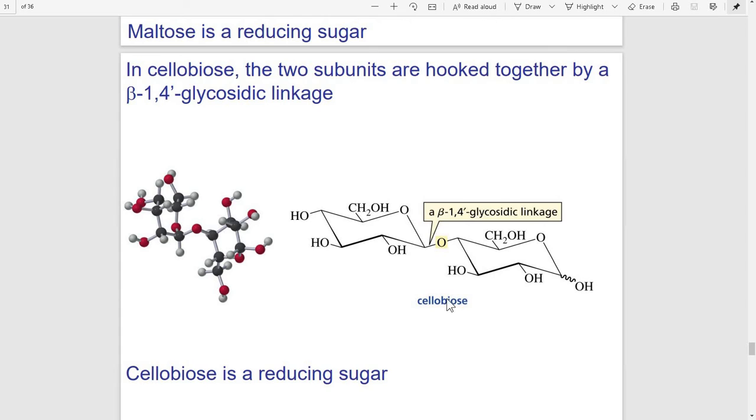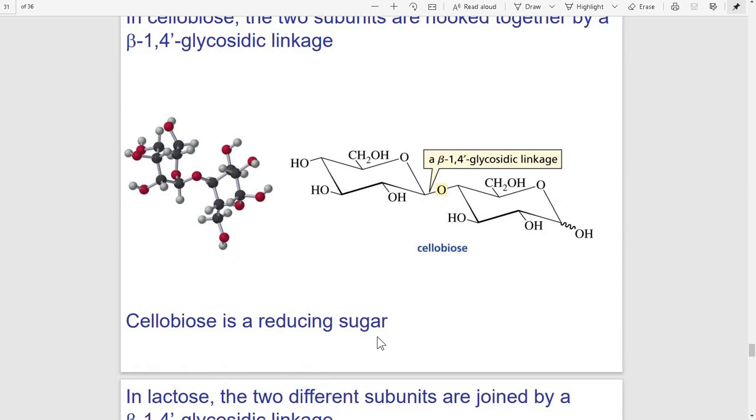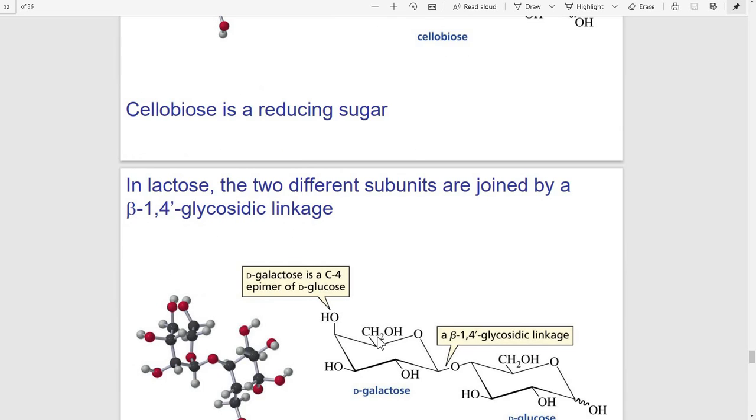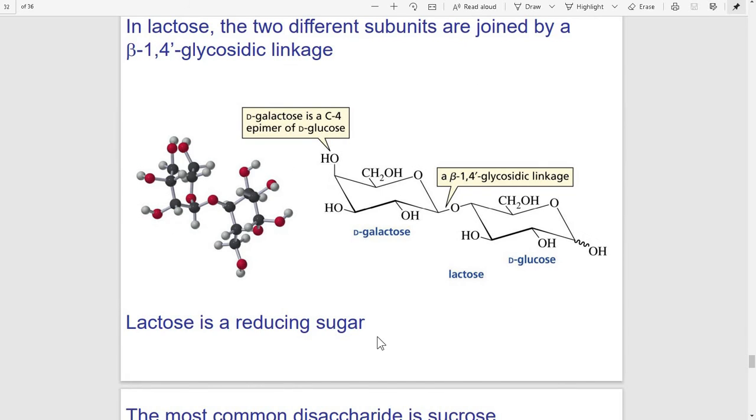Here is the carbon containing the OH group. That's why these are reducing sugars.